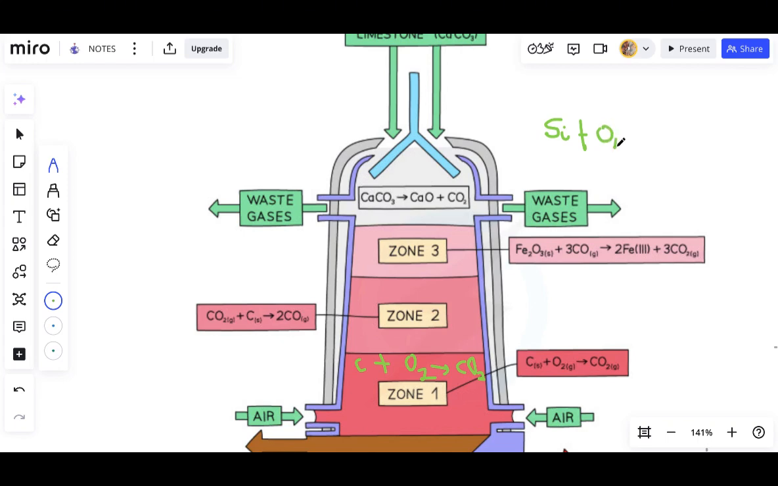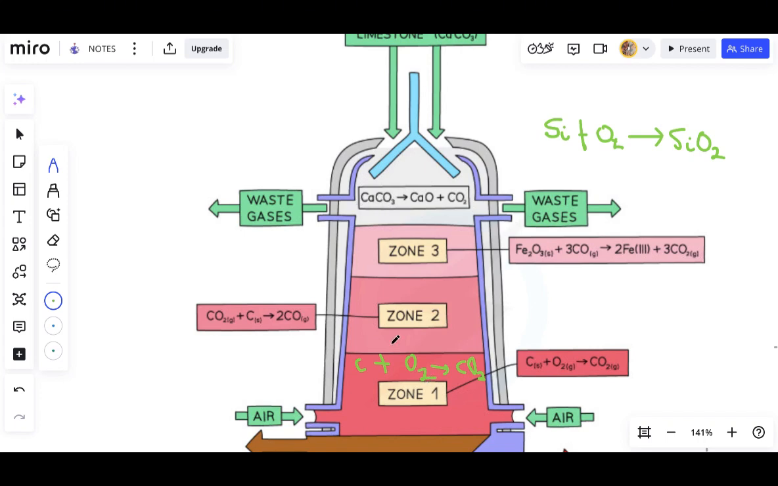Now this silicon dioxide, how do we get rid of it? It's an impurity, but since it's not a gas, it cannot escape from the blast furnace just like that. A gas like carbon dioxide, or any other gas, will escape from here as a waste product. But this silicon dioxide is not a gas, so it's not going to escape. So what we do is, remember, that was the reason why we put the limestone.